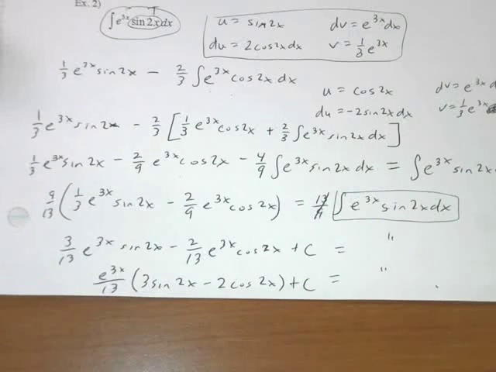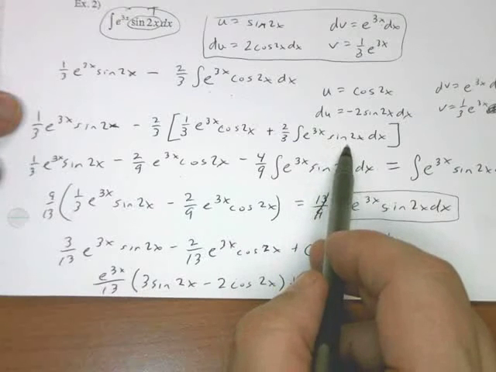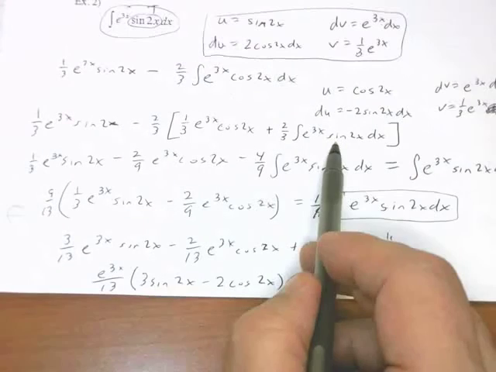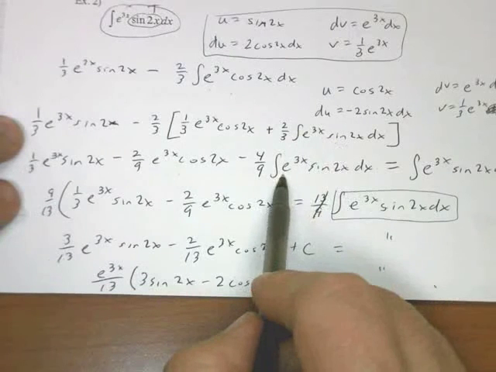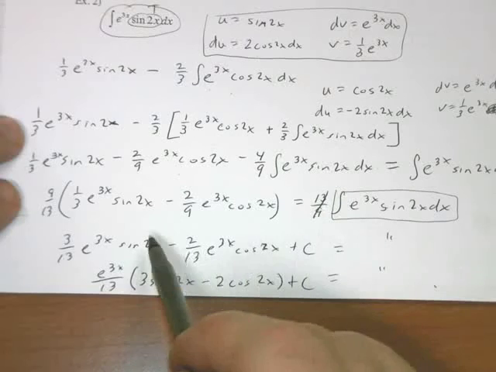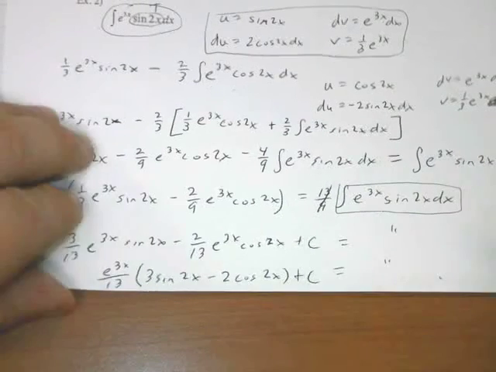I went through and did integration by parts twice, ended up with the same integral I started with. Take that same integral I started with then, whoops, sorry, the lights went off in my room, and add that, or I got here, so I got minus 4/9. I added that to the other side, and I multiplied by the reciprocal. And my last step was to just factor. Okay.